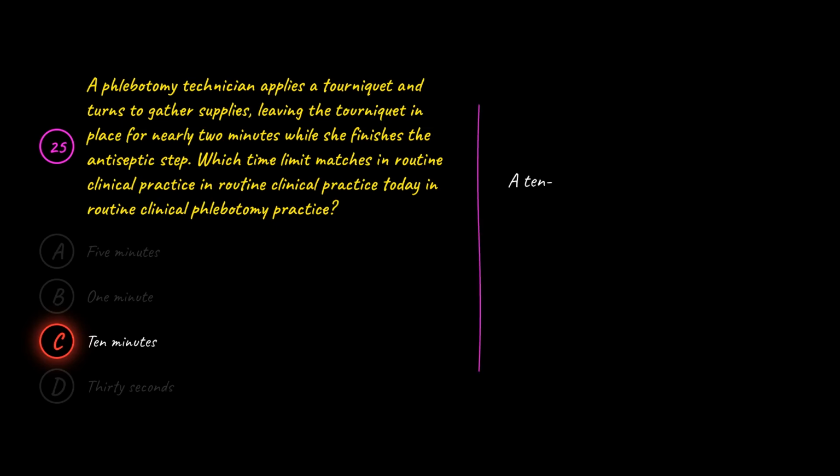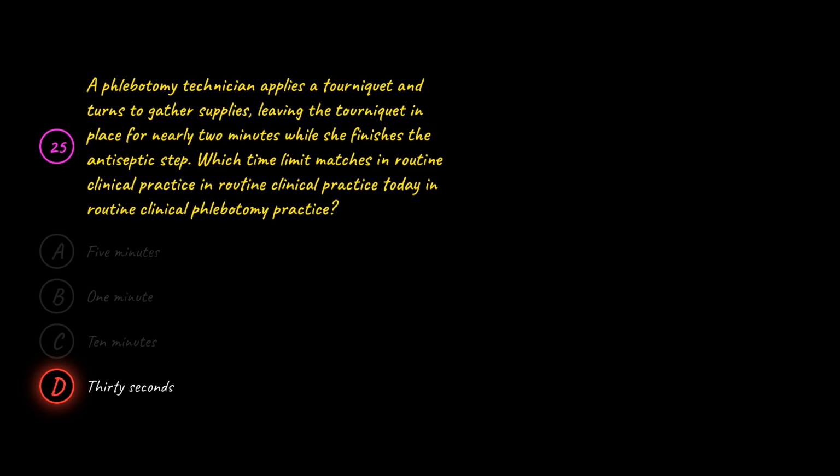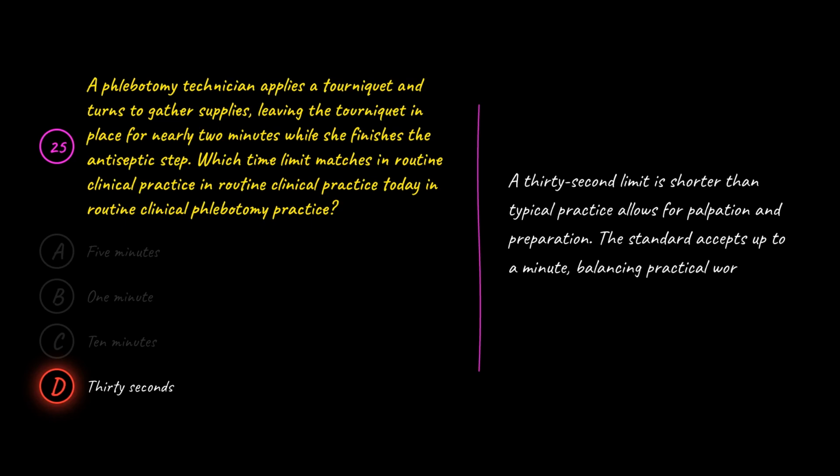C is wrong because a 10-minute limit is impossibly long and would produce serious specimen distortion. Hemoconcentration starts within minutes, and tissue ischemia could begin during such an interval. The standard reflects current practice in routine clinical phlebotomy. D is wrong because a 30-second limit is shorter than typical practice allows for palpation and preparation. The standard accepts up to a minute, balancing practical workflow with analyte stability concern.